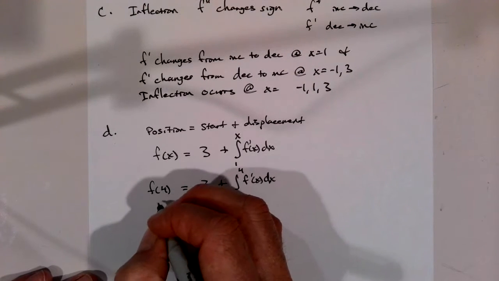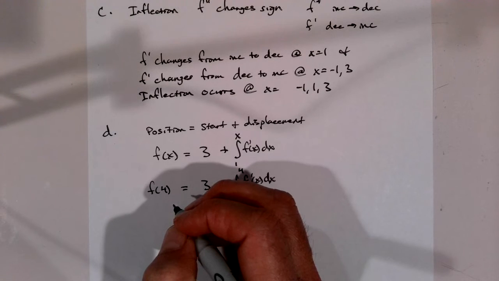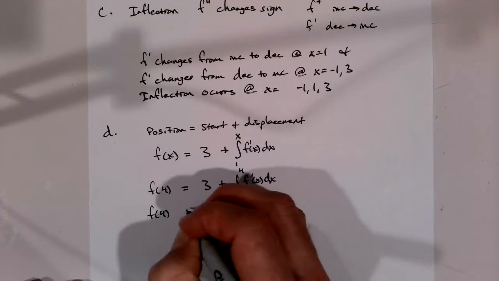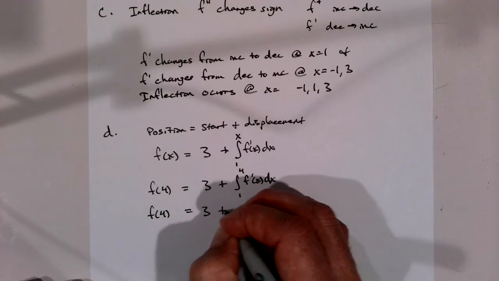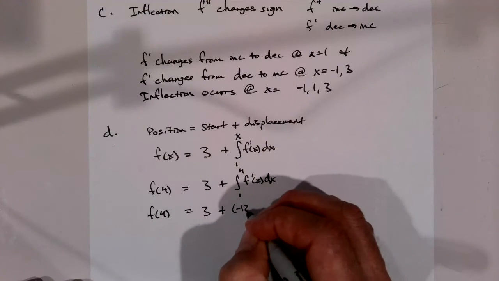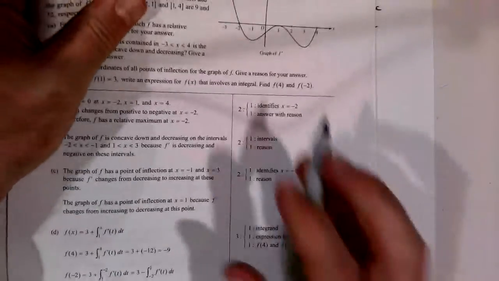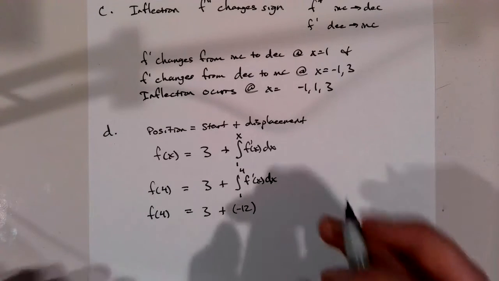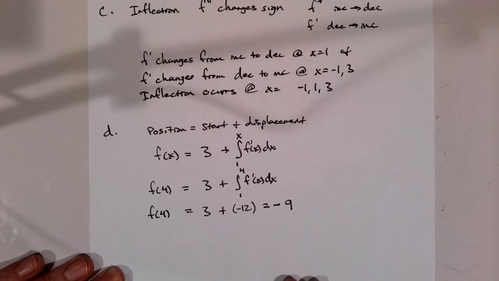So f of 4 is equal to 3 plus, not 12, but negative 12. I would have made that mistake. I looked at the answer key. Why is it negative? Because it sits below the x-axis, so therefore they had a negative value there. So that is equal to negative 9.